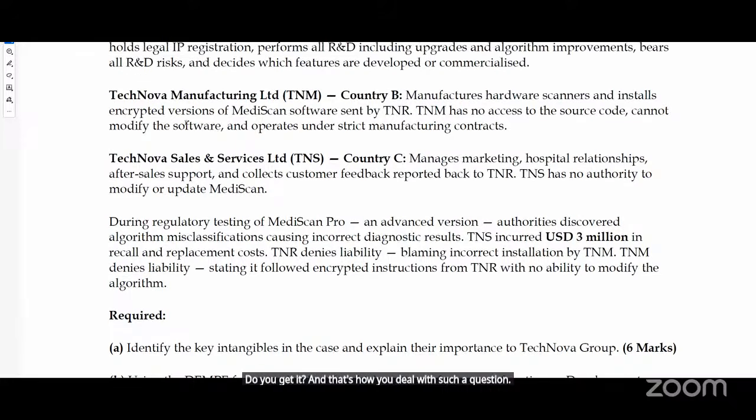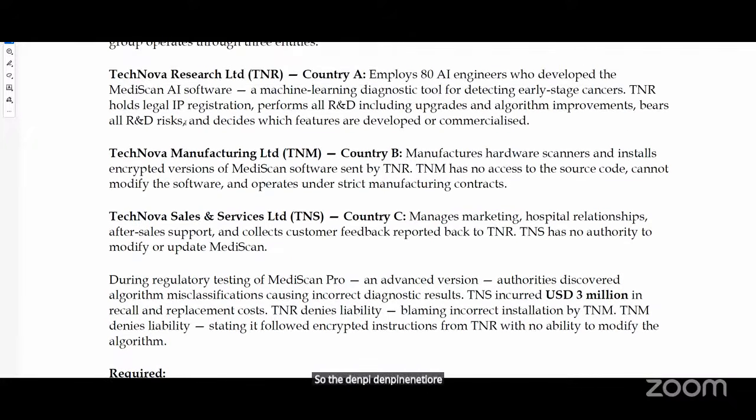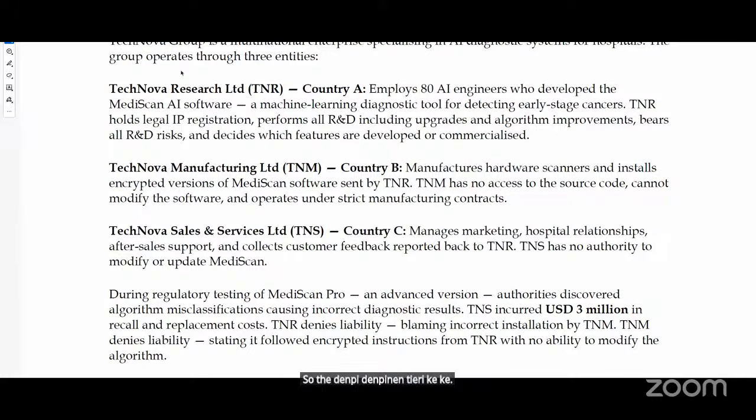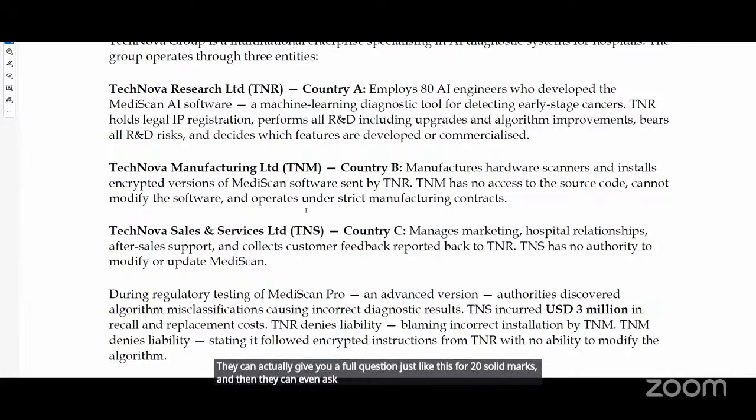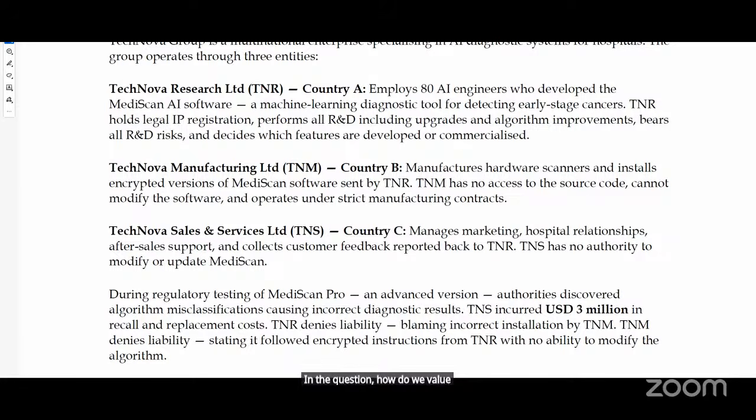So the DMP theory, they can actually give you a full question just like this for 20 solid marks. And then they can even ask you, how then do you value the intangibles in the question? How do we value them? We can use what approaches? Income approach, market approach, and cost approach.